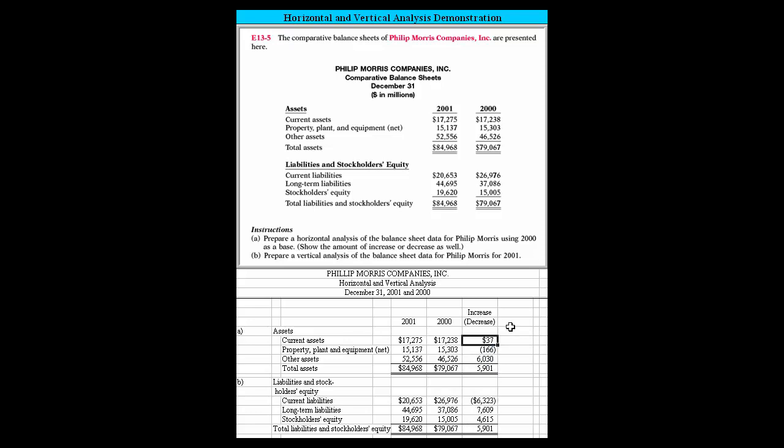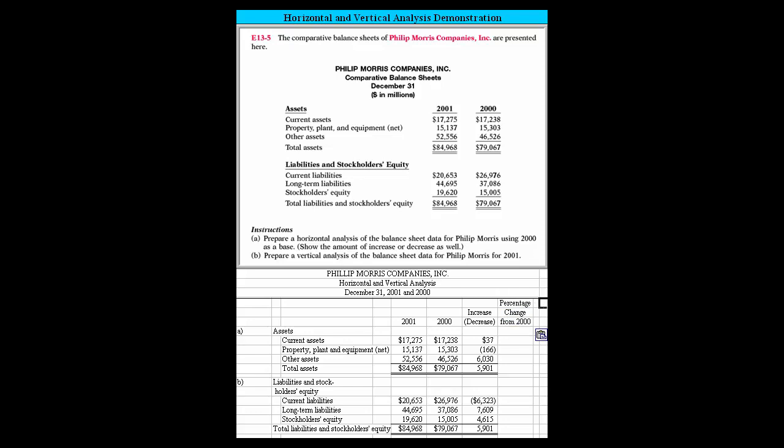And what you'll see is all we're doing is taking the information in column E, which is 2001, and subtracting it from the prior year in every period. Same formula to determine the increase or decrease. Okay? This is a horizontal analysis.